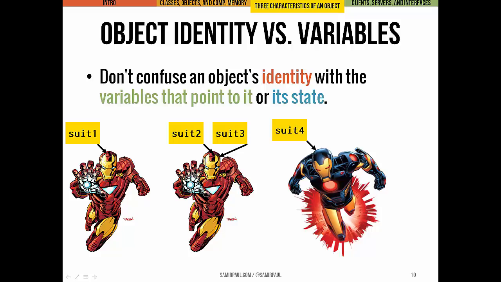You can have more than one variable referring to the same object, like you see here in this picture. So we have 3 Iron Man suit objects, 2 of which have identical state, right? This one and this one have exactly the same attributes, but we have different variables pointing to them. Suit 1 points to this object, suit 2 and suit 3 both point to this object, and we can have another instance of the Iron Man class with different state, and that's referenced by suit 4. So again, we don't want to confuse identity, variables that point to objects, or the state of the object.